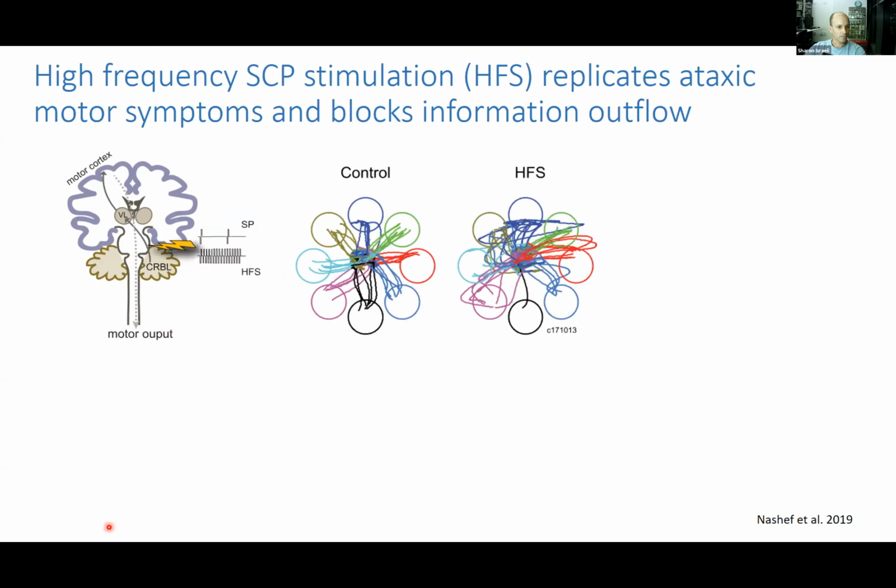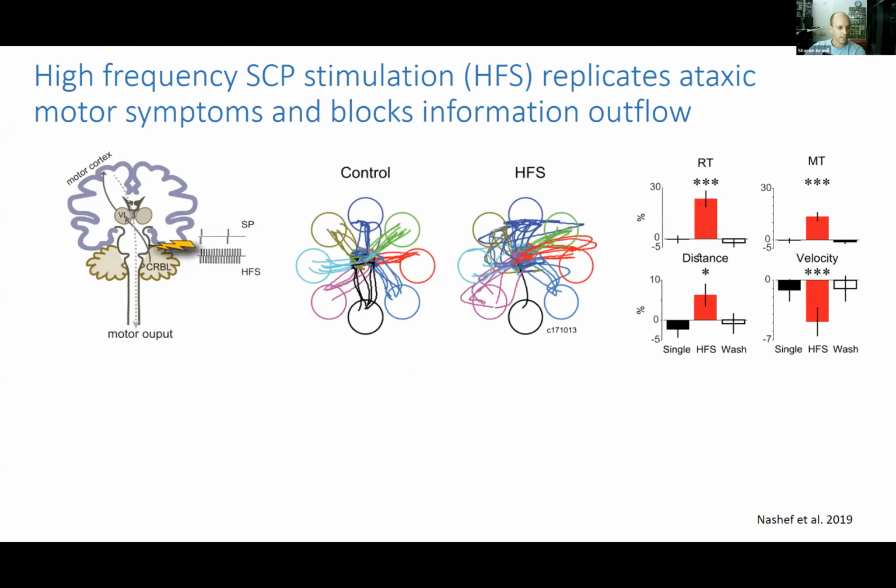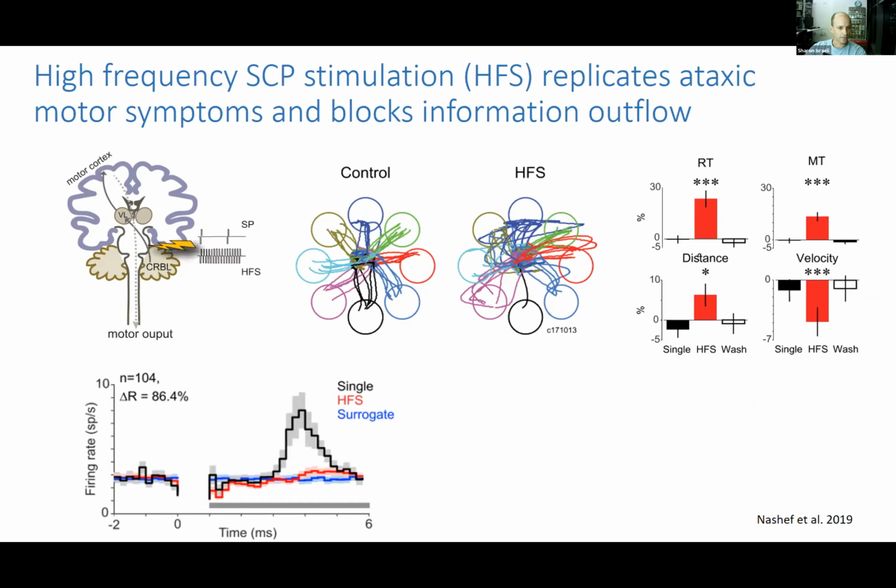In previous studies, we have already illustrated that HFS increases the curvature of hand path, as you can see here, and changes movement parameters such as increased reaction time and movement time, and a decrease in movement velocity. Furthermore, as shown by the red trace, high-frequency stimulation significantly decreases the cortical response to stimulation compared to the response to the same stimulation when delivered at low frequency, as shown by the black trace. Here, PSTH traces were aligned on stimulation time.